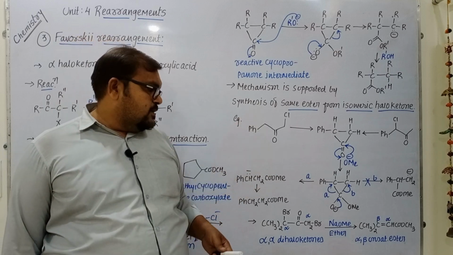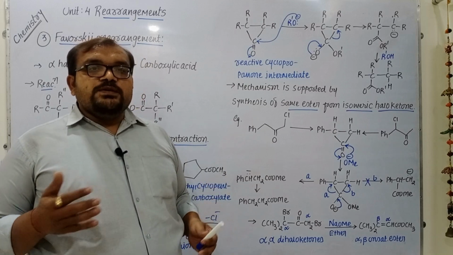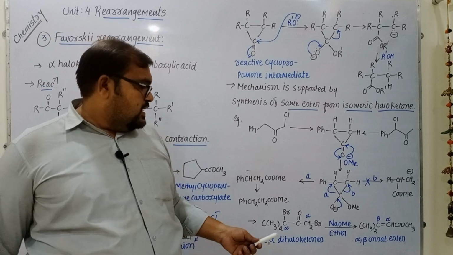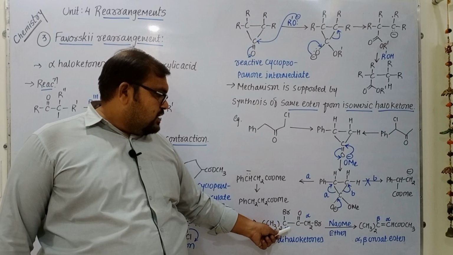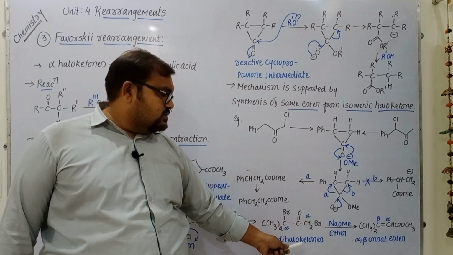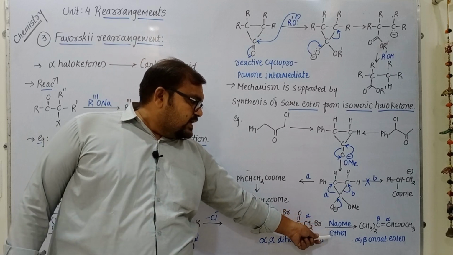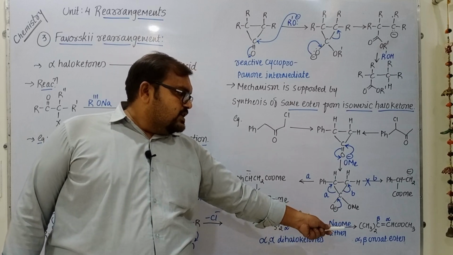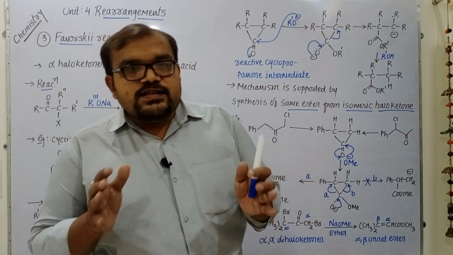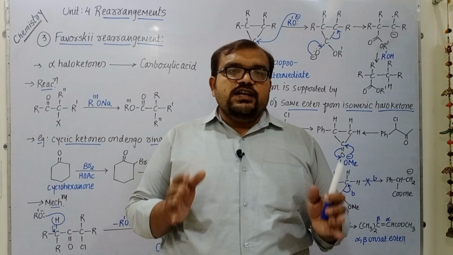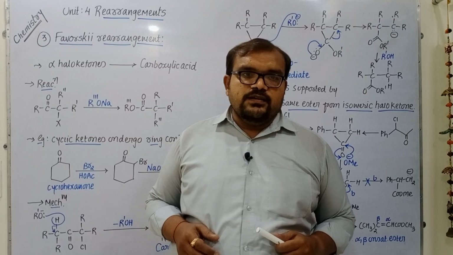As we can see, we can also define the application part or special case in Favorskii as alpha alpha dihaloketones, right? Alpha alpha dihaloketones, when they undergo reaction with sodium alkoxide in ether, give alpha beta unsaturated ester as a product. So this way we can easily memorize a very important rearrangement, that is Favorskii rearrangement.